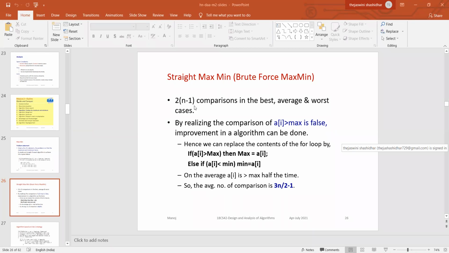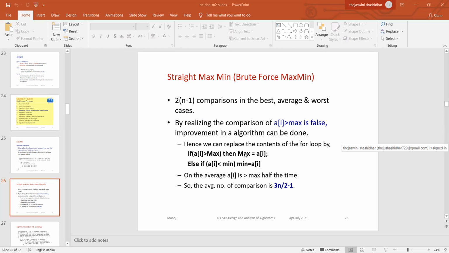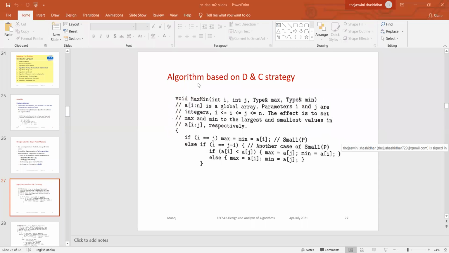So now this is the straight max-min algorithm. If you understood this one, there is no need to understand this other one. It's not required. Now come to the algorithm based on the divide and conquer strategy. That was the simple algorithm. This is the algorithm used by the divide and conquer strategy. This is very, very important, so you have to go through this one.